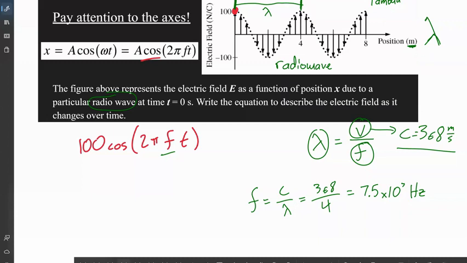Okay, so now we can take our frequency and plug it in here, and I'm just going to multiply it by 2 pi. So 100 cosine of 2 pi times our frequency, I get 4.71 times 10 to the 8 times our time. Okay, so there's the equation that I get.